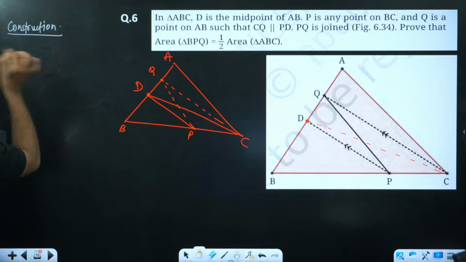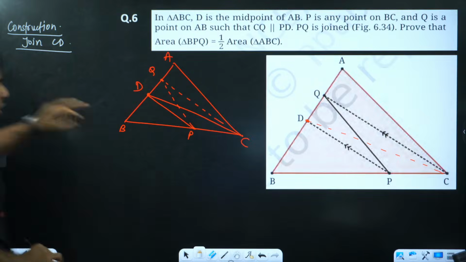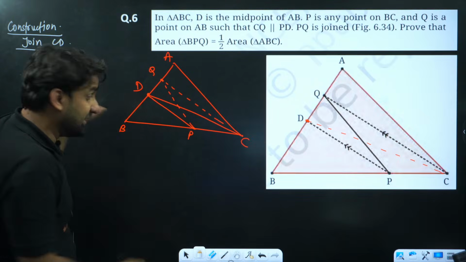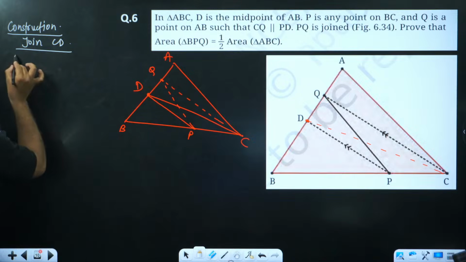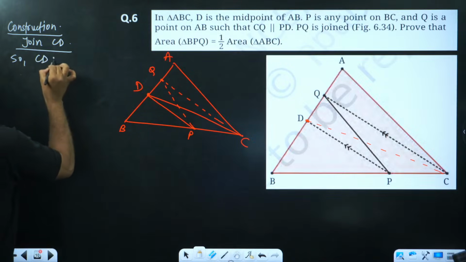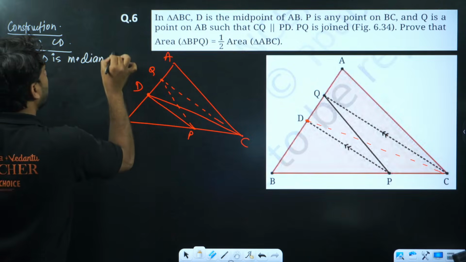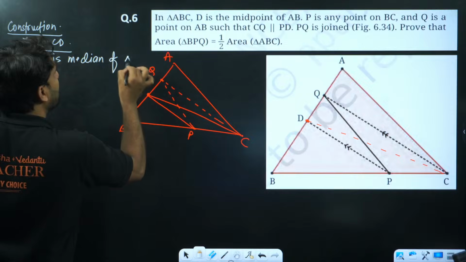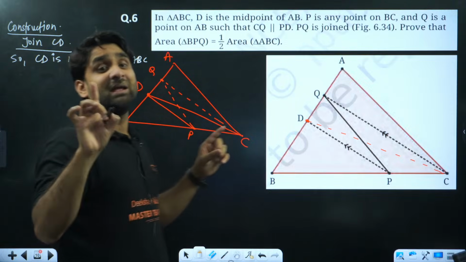On joining CD, let's join CD. CD has become the median. Let's do a small construction. Small construction is required. So the construction here is join CD. On joining CD, D is the midpoint. So CD has become the median of triangle ABC.